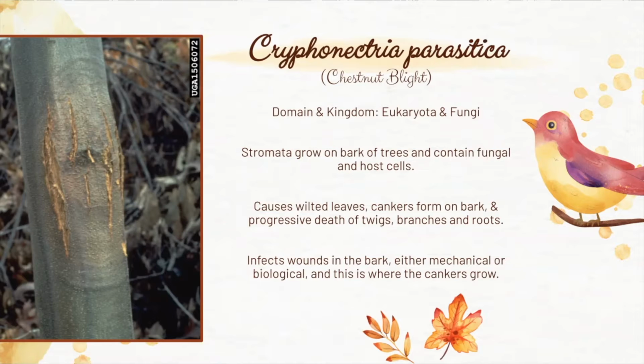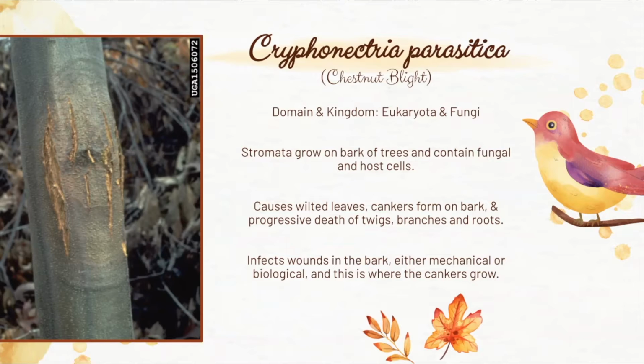This is an easy way to identify if a tree has been infected with this fungus, as seen in the picture. Some symptoms that this fungus causes are wilted leaves, cankers or stromata on the bark, and progressive death of twigs, branches, and roots. The fungus infects trees by infecting wound sites, such as where branches have broken off or cracks have formed, or where other biological factors have wounded the tree.